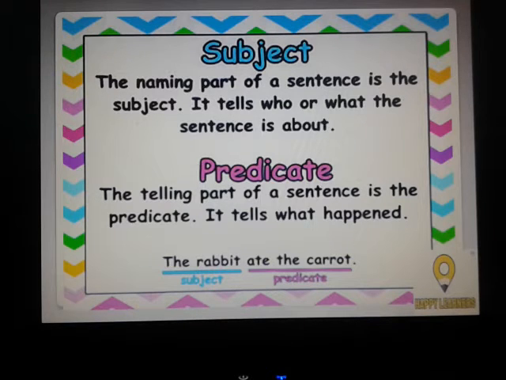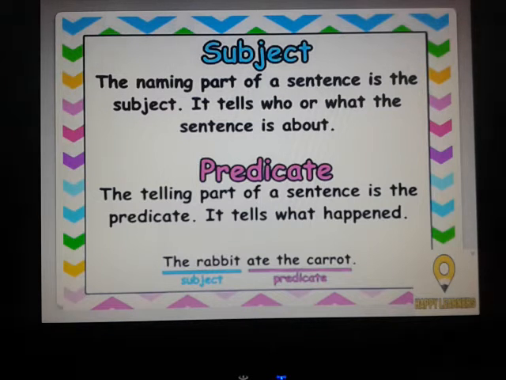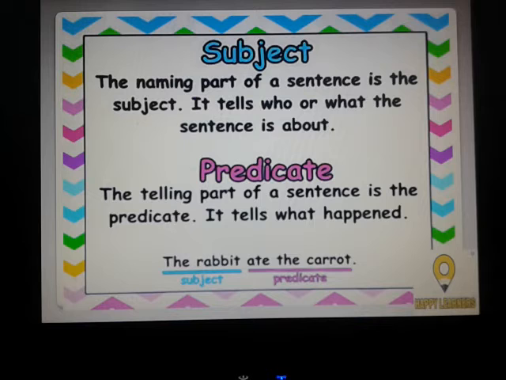The predicate, on the other hand, is the telling part of a sentence. It tells us about what has happened to the subject or what the subject is doing. So it is called the telling part. And in this example that was shown, the rabbit ate the carrot, the predicate is the part containing the verb. So it begins with ate the carrot. The predicate always contains the verb. We must remember that. And this particular verb is a finite verb that we will speak about a little later.